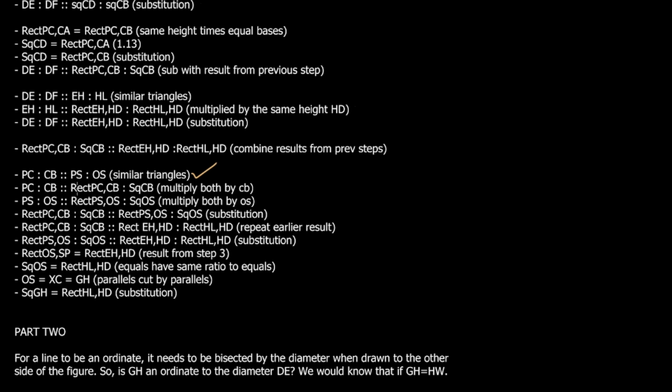And then as PC is to CB, we have PC multiplied by CB and CB multiplied by CB. So that's going to retain the same ratio. And then as PS is to OS, we're going to have PS multiplied by OS is to OS multiplied by OS. Same exact thing. And then we have substitution. For PC, CB, we're going to bring down these rectangles. And for PS, OS, that's here, and we're going to bring down these rectangles.